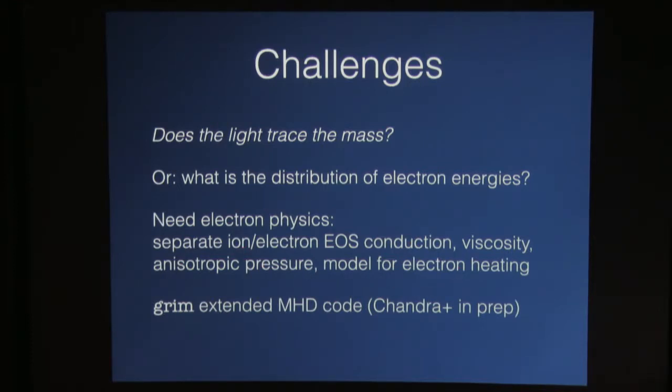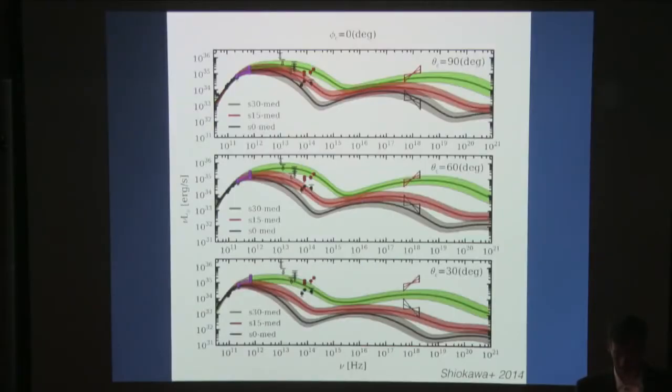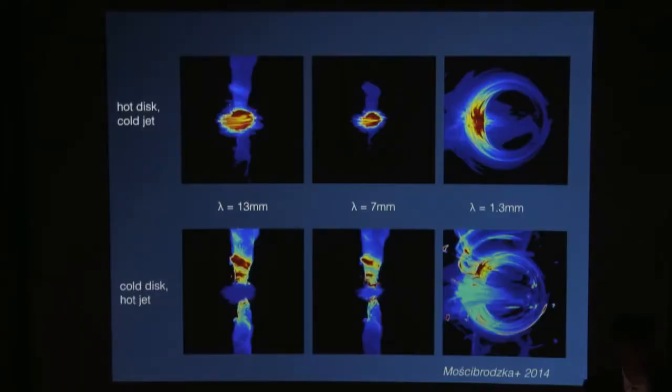So as an approach to this business, we've created a code called GRIM, which stands for General Relativistic Implicit MHD. And this is Mani's thesis work. But before I go into that, I just want to show how important this business of light tracing the mass can be. So this shows two models that are quite similar to what I've showed you already, but two models that make different assumptions about the electron temperature in different parts of the flow.